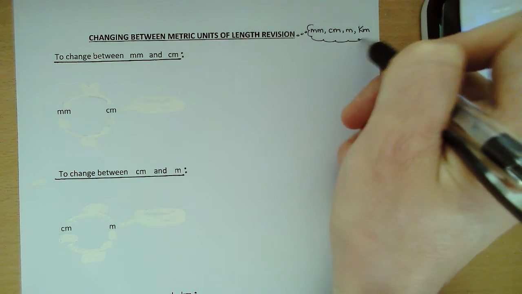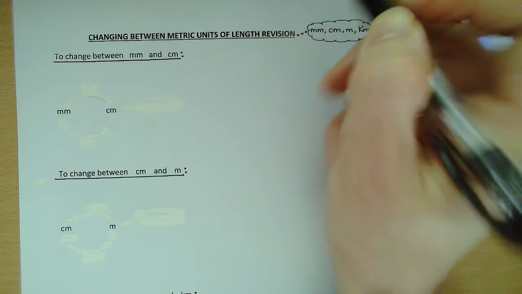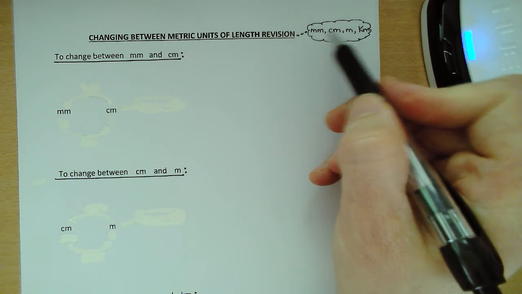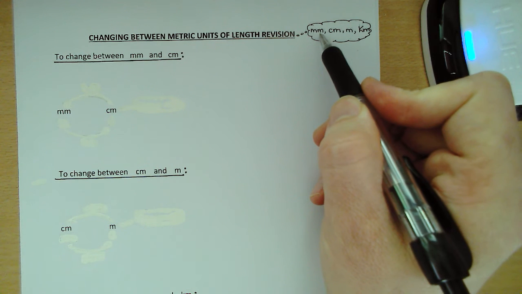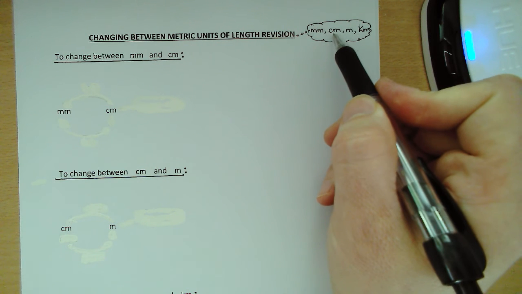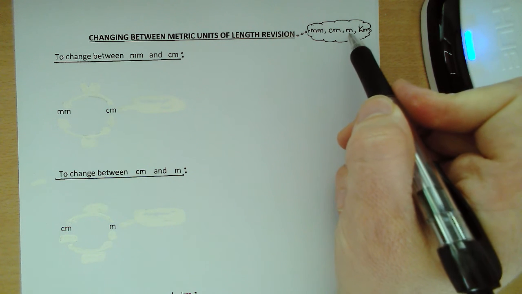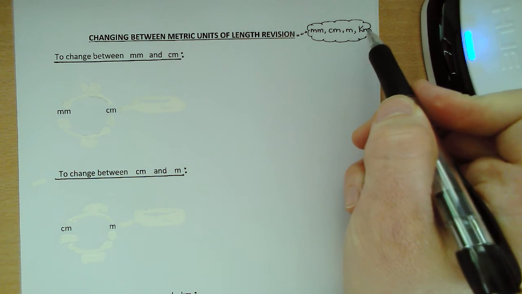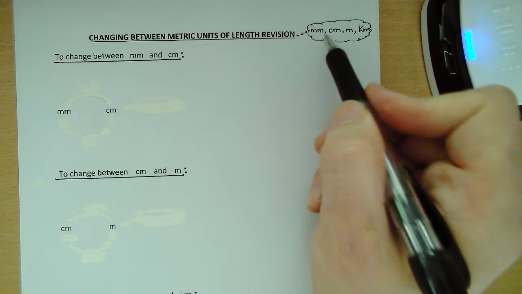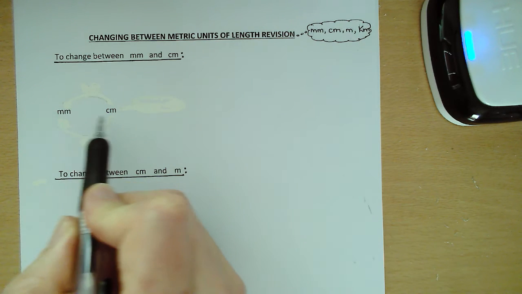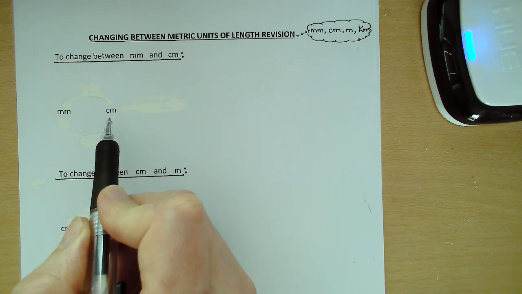Now, we have to remind ourselves how to change between these metric units. So we're going to remind ourselves how to change between millimeters and centimeters, between centimeters and meters, and between meters and kilometers. So let's look first of all at millimeters and centimeters. How do we change between them?